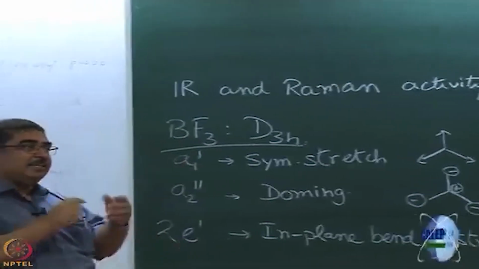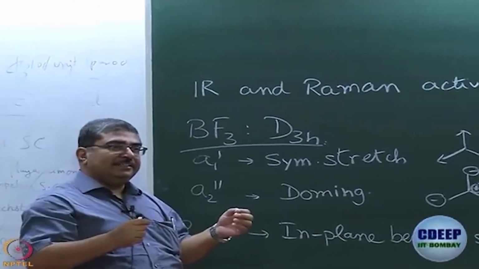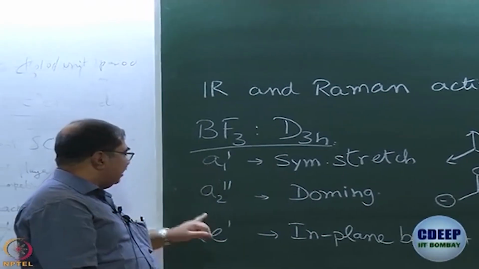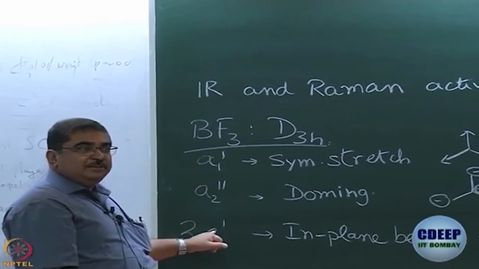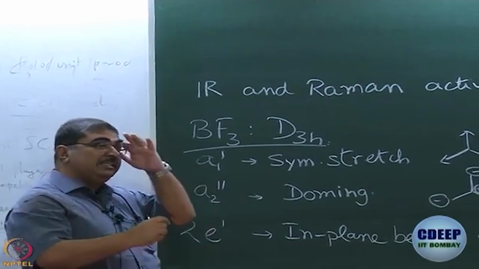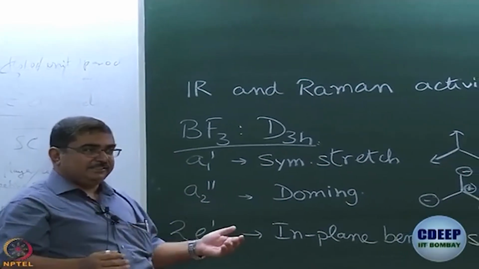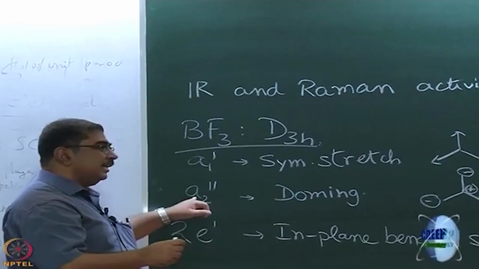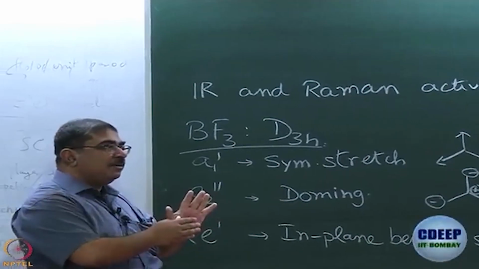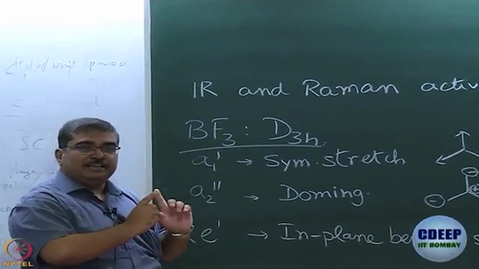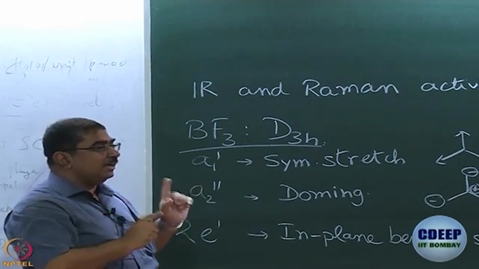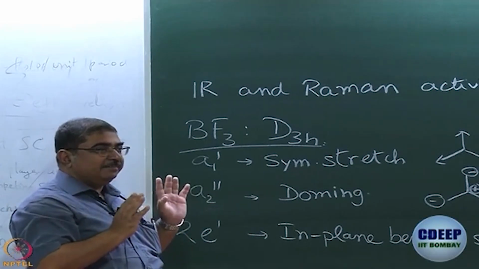If you remember, using the bond stretches as the basis elements, we got A1 dash plus E dash. So, only in these two symmetries you are going to see contribution from stretch. When we took doming motion, we got A2 double dash. So, doming motion is a pure change in angle kind of thing. It is just that it is not in plane, coming forward, going back, but there is no change in bond angle. Please let us have this very clear.